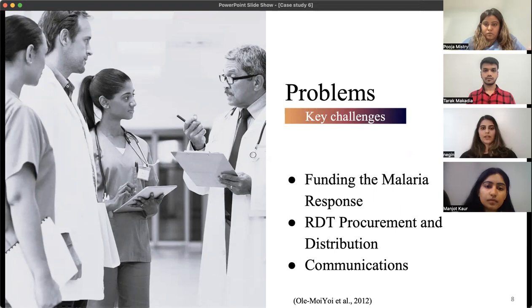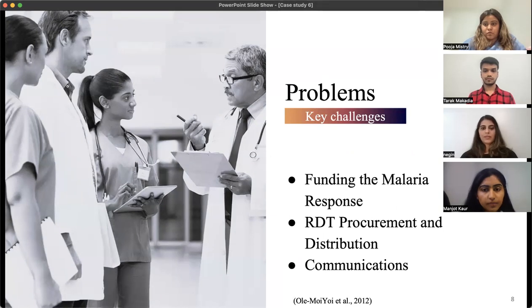The next one was RDT distribution, where the National Laboratory Service, NLS, took over the National Malaria Control Program's role in collecting and distributing rapid diagnostic tests. However, delays and stockouts resulted because NLS capacity did not keep up with the demand. Besides, monitoring and quantifying RDT consumption was necessary to ensure proper usage and forecast supply.